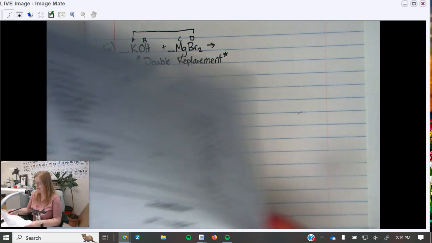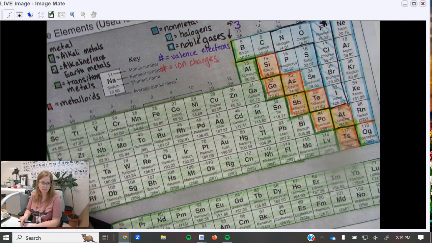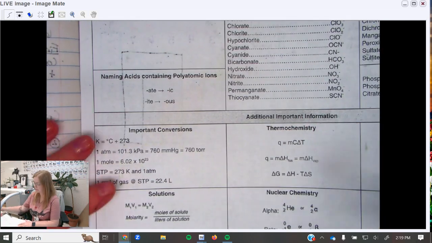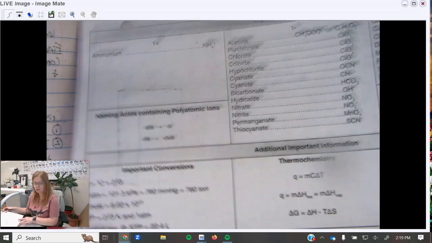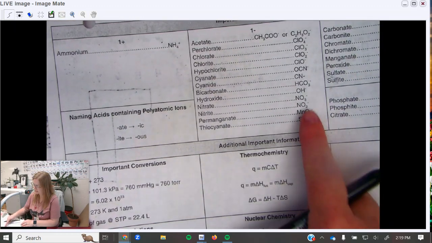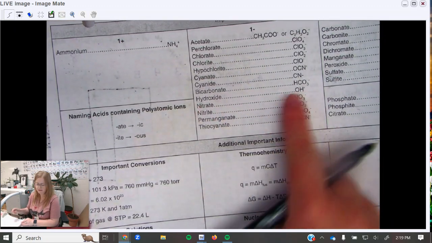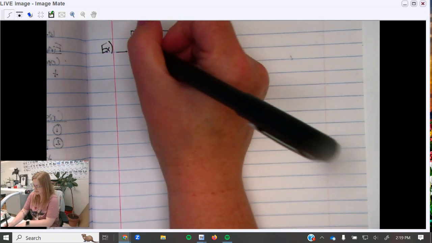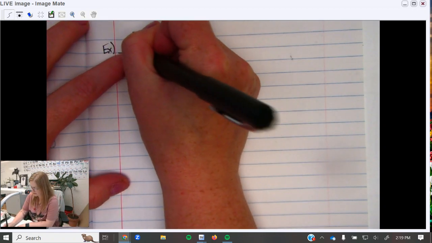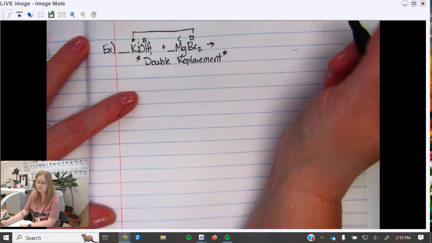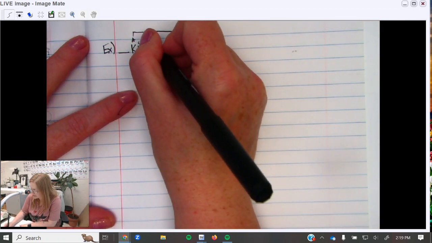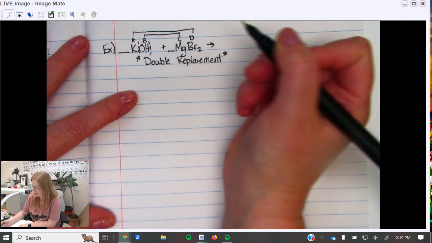If I look at my polyatomic ion list, on the back of your periodic table or on the home page of Schoology, there are a whole bunch of polyatomic ions, and I see OH is one of them. So technically, you could put parentheses around this. There's just none because there's no subscript. All right, so then I'm going to put my B with my C.